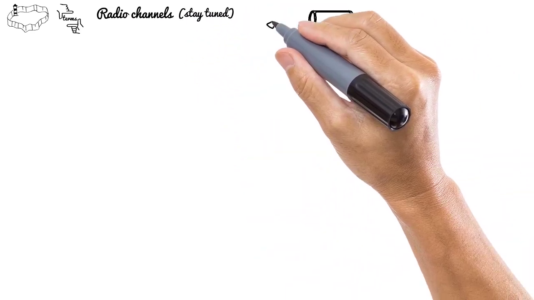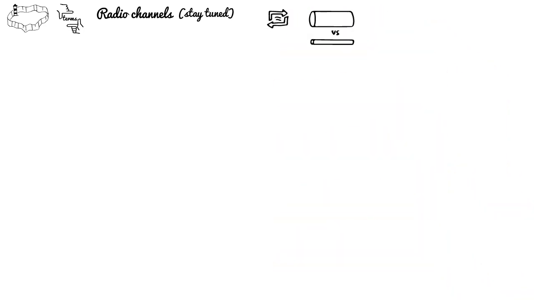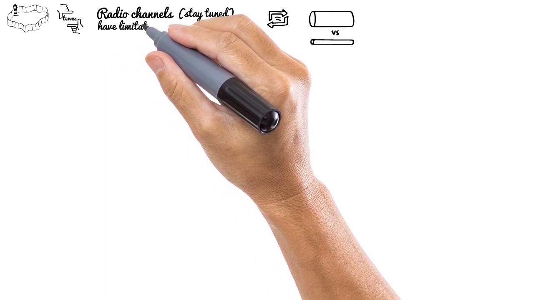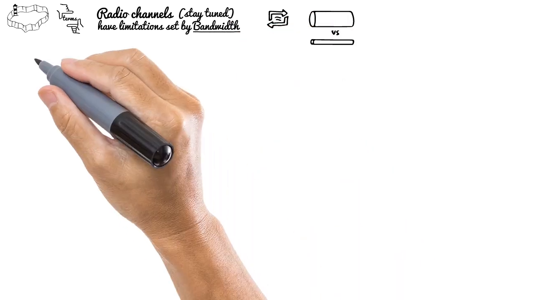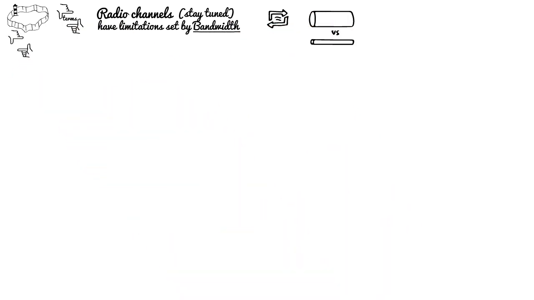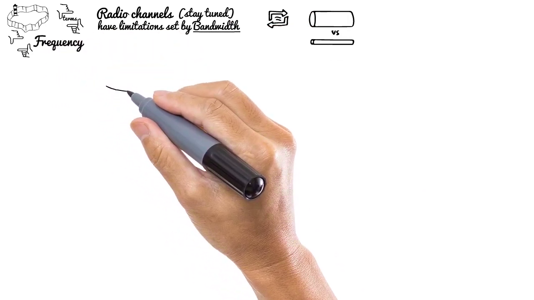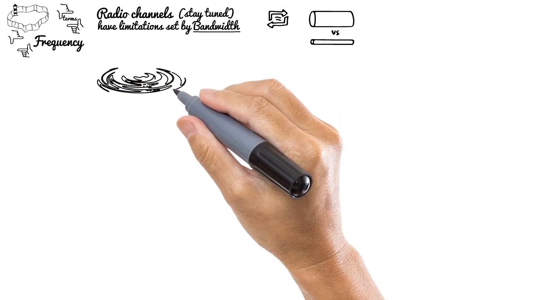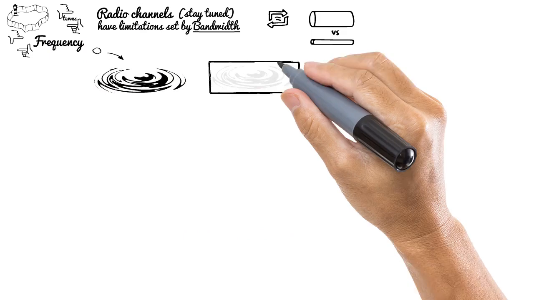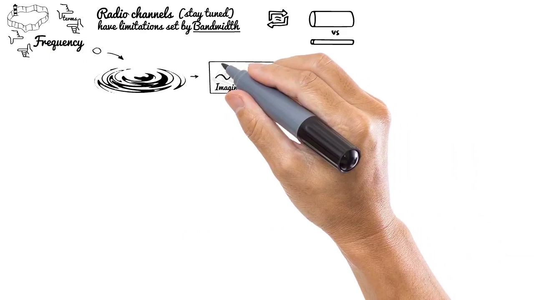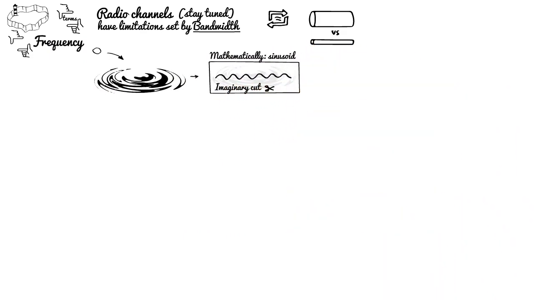Like pipes delivering oil have certain diameters to achieve required throughput of oil, radio channels also have throughput limitations set by their so-called bandwidth. What is it, bandwidth? To answer, we need to start with another term. Any signal sent over the air has its characteristics named frequency. For easier understanding what it is, let's imagine a wave, for example waves on the water surface, if looking from a side and imaginary cut. Mathematically it resembles a sinusoid.